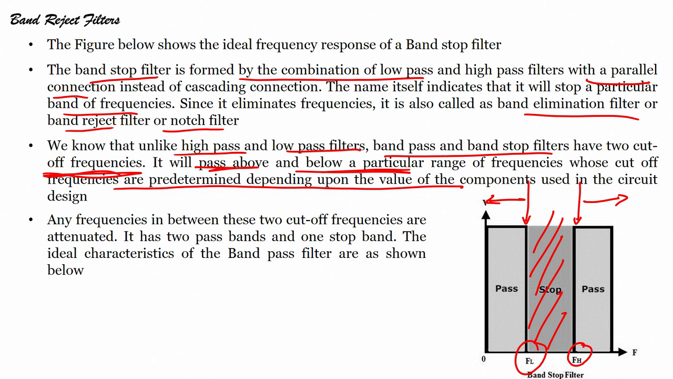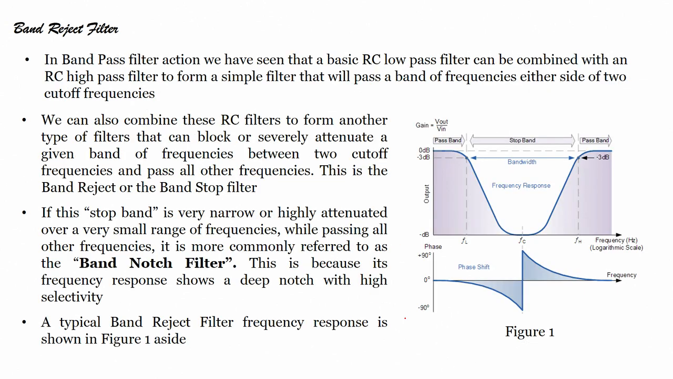right. Now, any frequency between these 2 cutoff frequencies is attenuated, that means it is stopped. It has 2 pass bands and 1 stop band. The characteristics of the band pass filter are shown below. So, it is actually not band pass, but the band reject filter characteristics are shown in this particular figure. Okay. So, band reject filter. In band reject filter, in band pass filter, what we have seen?